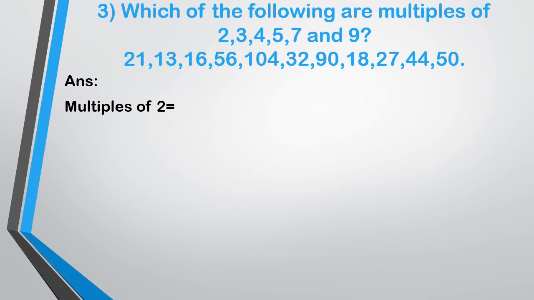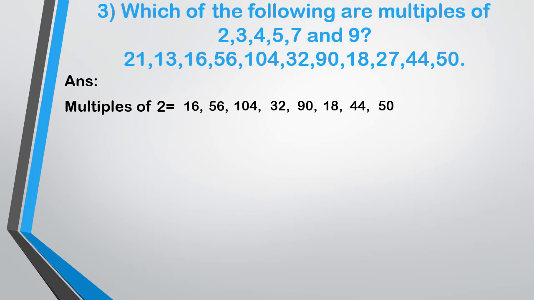If a number ends with an even number, that is 0, 2, 4, 6, 8, these all are even numbers, then it is a multiple of 2. You can use the multiplication table or you can check whether the number is even or not. So two methods you can use. 21 doesn't come in 2 table. 13 no. 16 yes, 2 8s are 16, and 16 is an even number. 56 yes, 56 is an even number, so 56 is a multiple of 2. Then 104, it ends with 4, so 104 is a multiple of 2. Then 32, 90, 18. 2 9s are 18. Then 44, 50. So these numbers are multiples of 2.